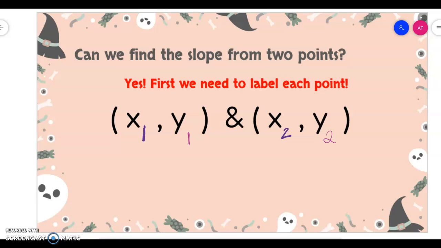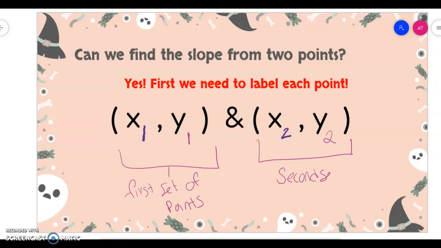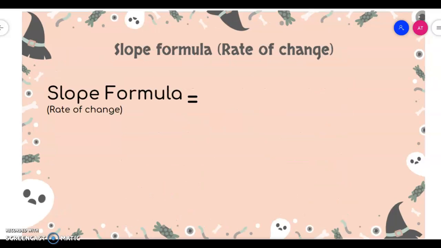So remember, when you're looking at your first point, this is my first set of points, and then this is my second set. Pretty easy to remember: x1, y1, x2, y2. So our slope formula, or the rate of change, is going to look like this.